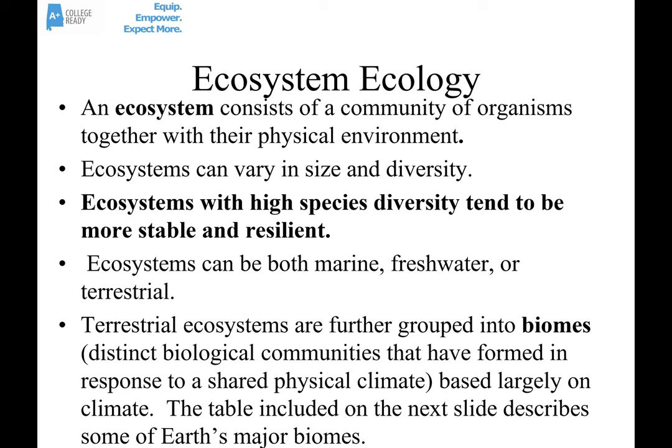Ecosystems can be marine, freshwater, or terrestrial. The terrestrial ecosystems are usually grouped into biomes, which are distinct biological communities that have formed in response to some kind of shared physical climate. So we've got a table on the next slide that lists some of the major terrestrial biomes. Most of you have seen these since elementary school.